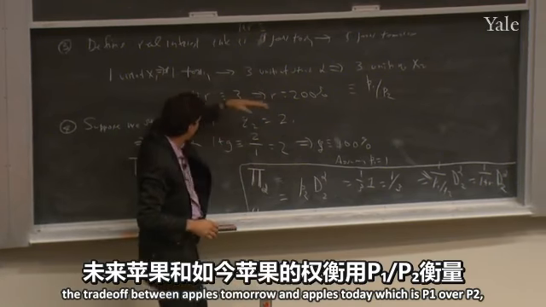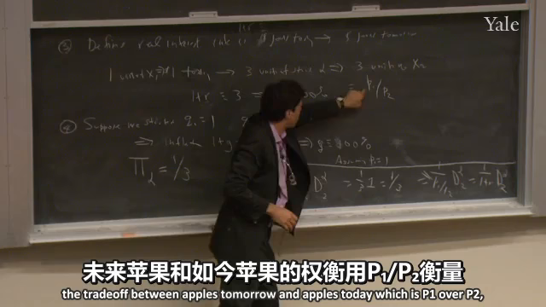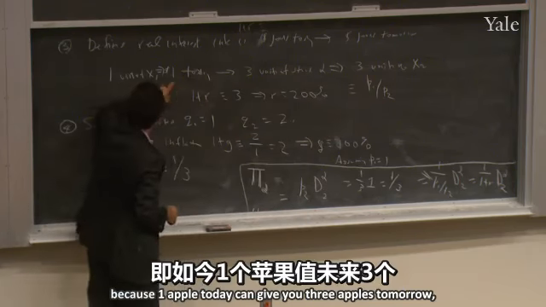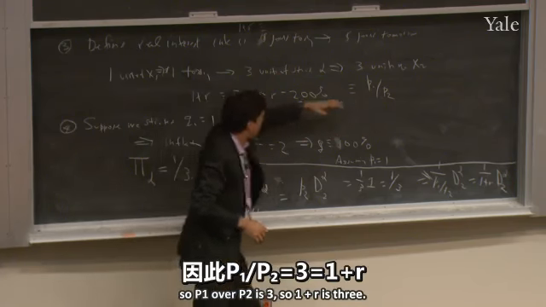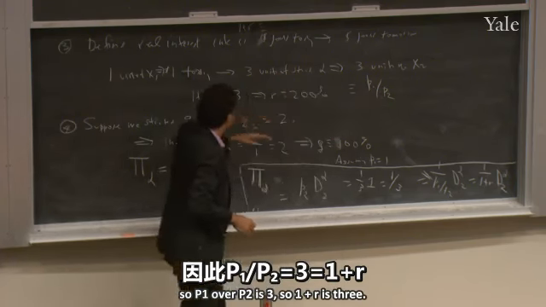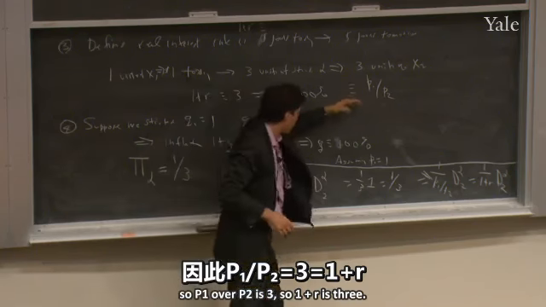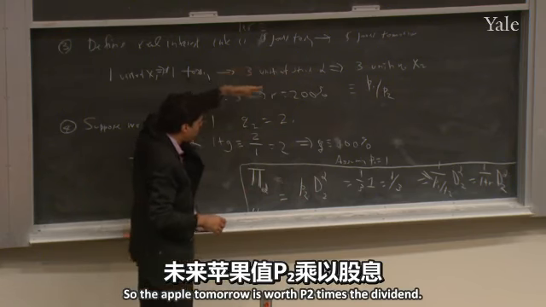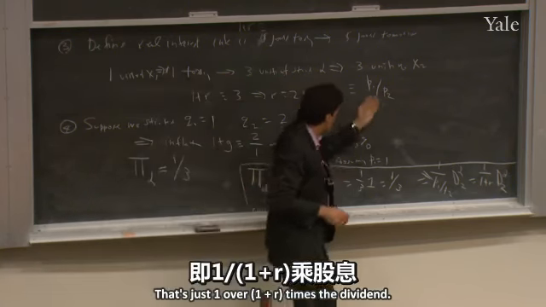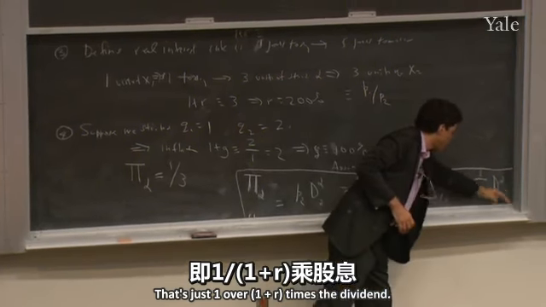Another way of saying that, if P1 is 1, is that the real interest rate, the trade-off between apples tomorrow and apples today, which is P1 over P2, because 1 apple today can give you 3 apples tomorrow, so P1 over P2 is 3, okay? So 1 plus r is 3. So the apple tomorrow is worth P2 times the dividend. That's just 1 over 1 plus r times the dividend, okay?